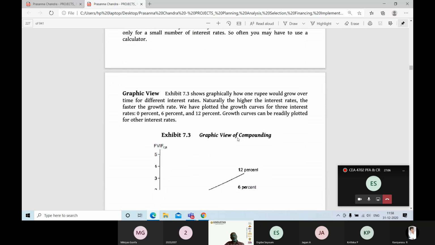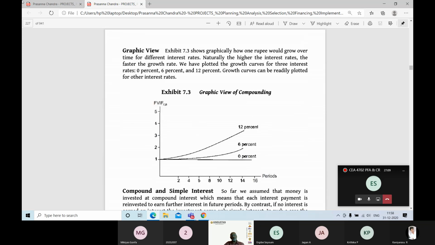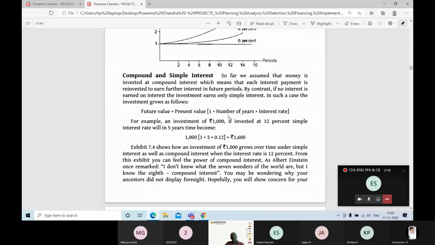Simply, you have to calculate it. The graphic is a graphic view for that. Naturally, the higher the rate of interest, the faster the growth rate. We have plotted the growth curves for three interest rates: 0%, 6%, 12%. Growth curves can be readily plotted for other interest rates also. So this is a graphic view for that. The amount will be very large based on that interest rate. Then compound and simple interest.